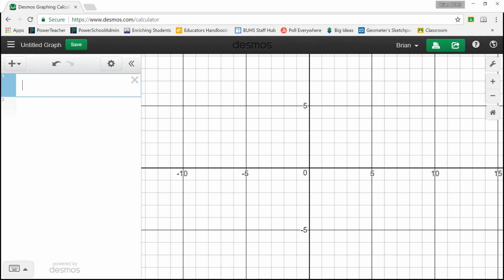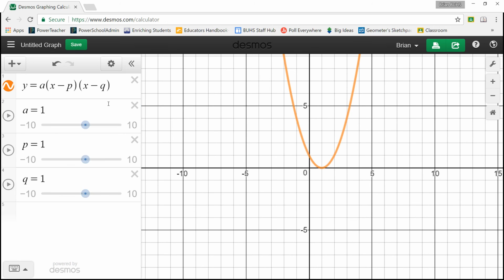All right. So let's actually model this. So y equals a times (x minus p) times (x minus q), right? That is our model. And watch how cool this is. I can hit add slider. Boop. And then now I can actually make a graph that gets modified by this, which is so cool. And then, right, you can see, oh my goodness. What is going on there?